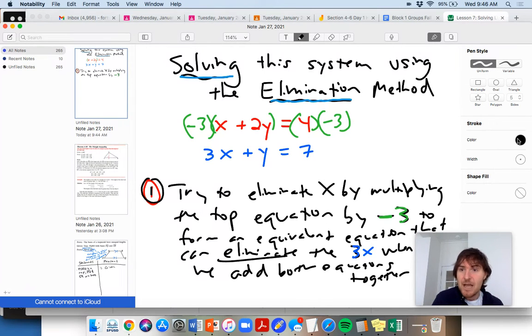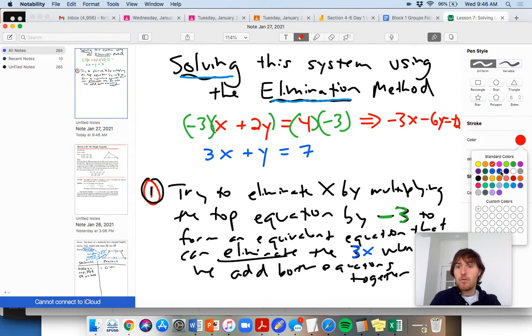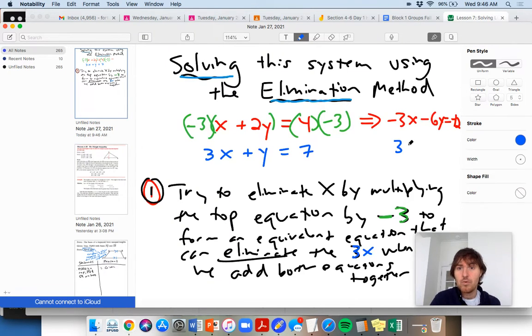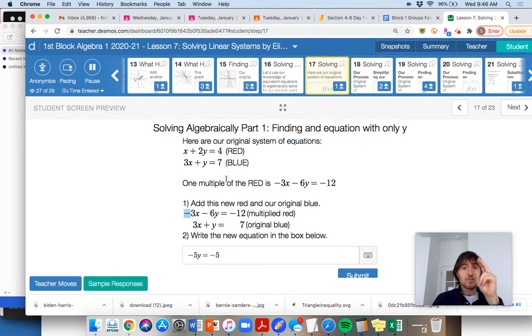The idea is that we're changing this red equation to -3 times x, which is -3x. -3 times 2y is -6y. And then this -3 times 4, because we're multiplying both sides by -3, is -12. So that is a way we can get an equivalent equation. Over here, we don't need to multiply this equation at all to eliminate, because I'm going to eliminate in a second. That's what you did right here. So there were really just two steps.